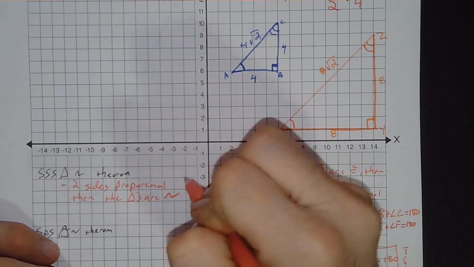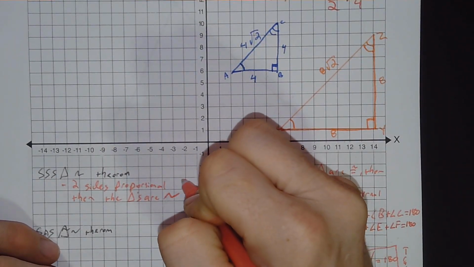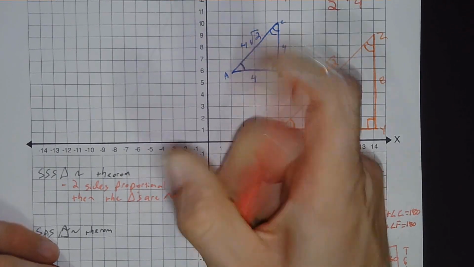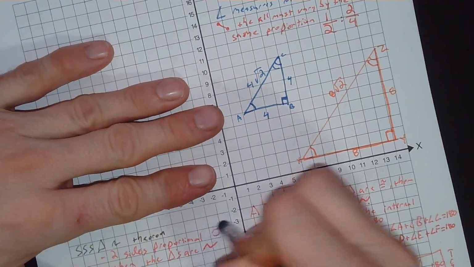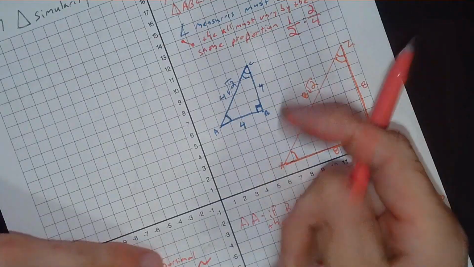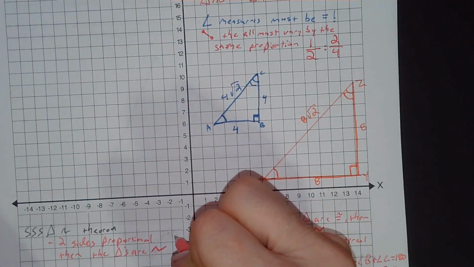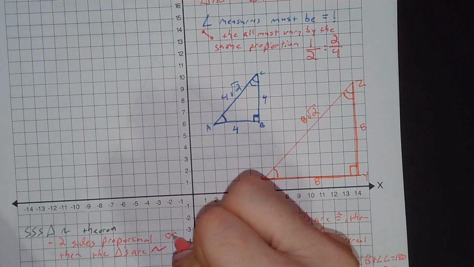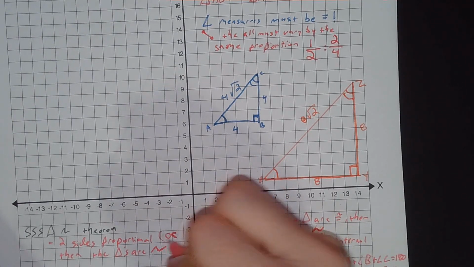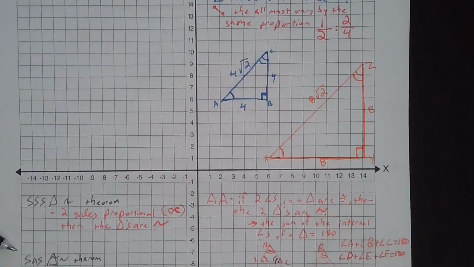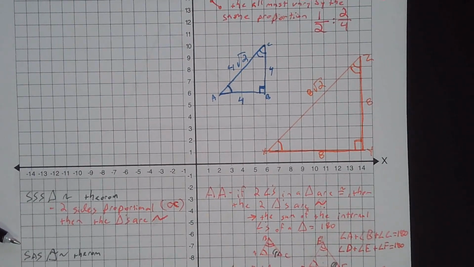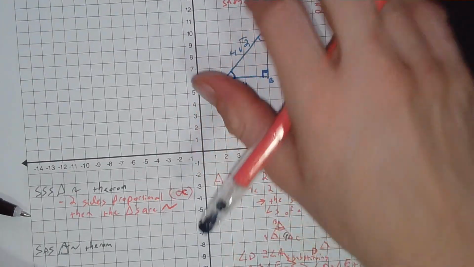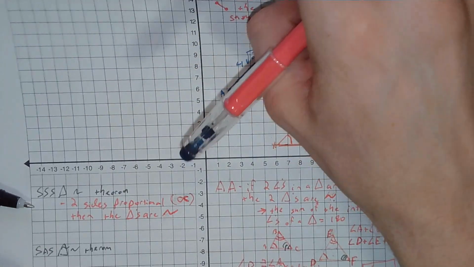So the proportional symbol is kind of like an infinity symbol, except it has an open end. It kind of looks like a fish. That's the proportional symbol. Yeah, so if two sides are proportional, then the triangles are similar.